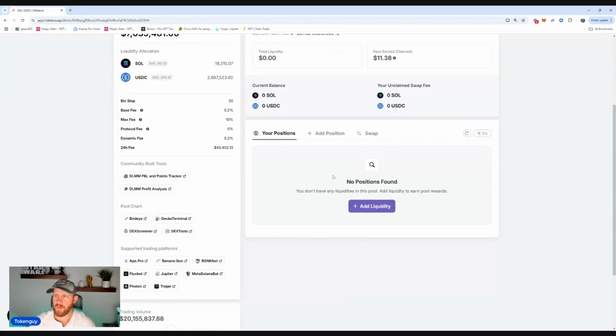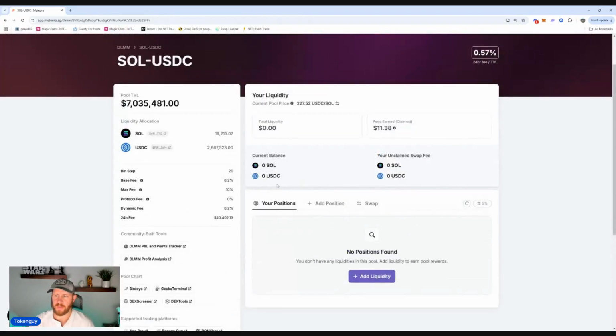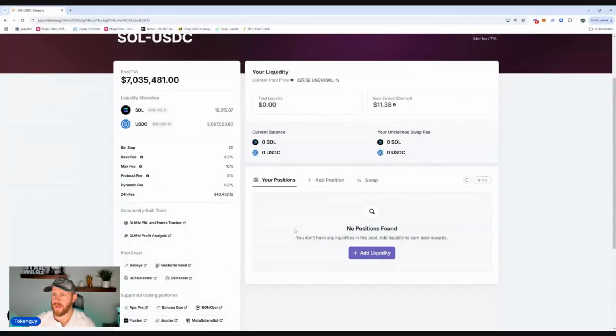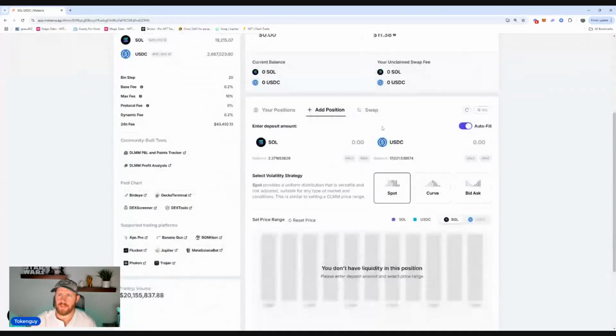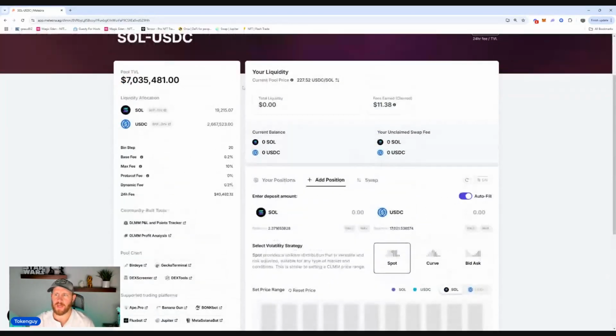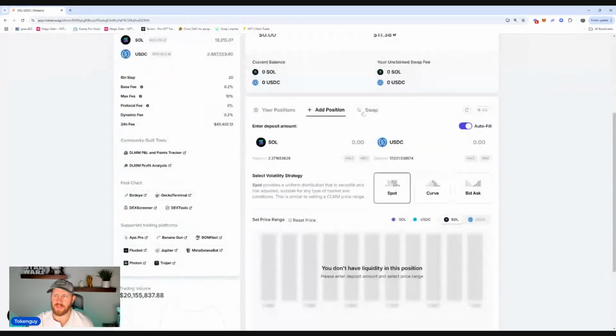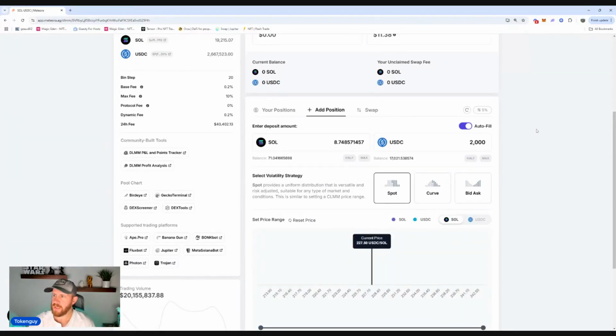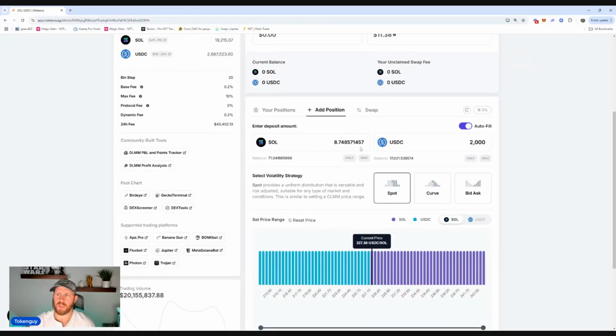You can see here the current balance. You can see that we can add a position here. And so we'll go ahead and add liquidity. In this instance, you're basically providing two pairs of tokens. So you can swap if you need to here. But basically, you just need to have some Solana as well as some USDC. And then you'll be able to create a pool that is pairing both of those together. If we say, okay, we're going to put in $2,000, you can autofill it, meaning that it'll put the equivalent of the amount of Solana you need on this side.